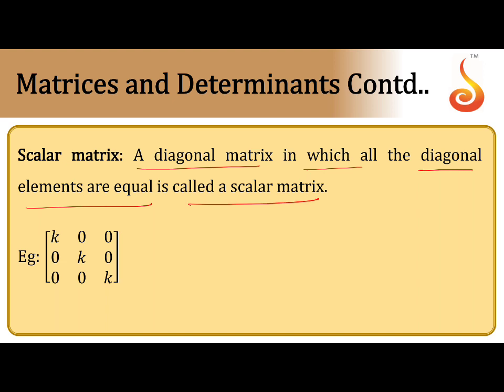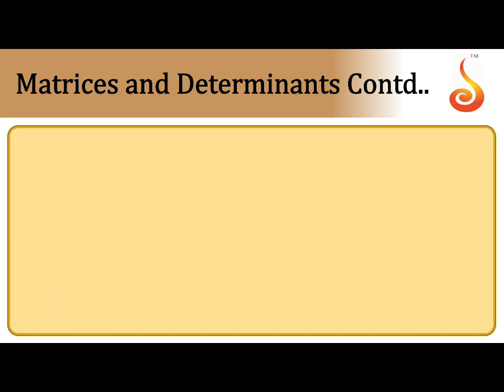If all the elements of the principal diagonal are equal in a diagonal matrix, that matrix you call a scalar matrix. Just observe, all are equal. The diagonal elements are equal, so it is a scalar matrix.